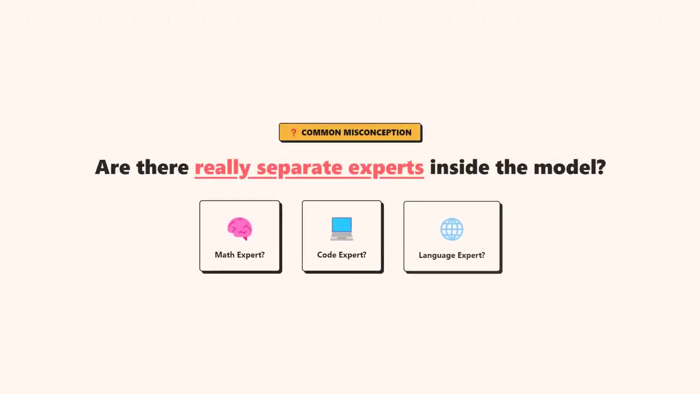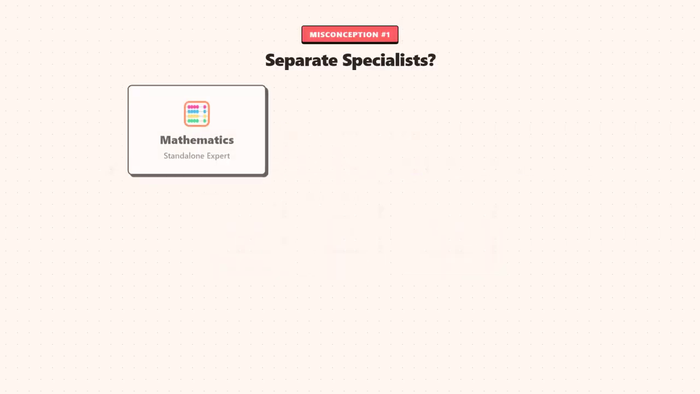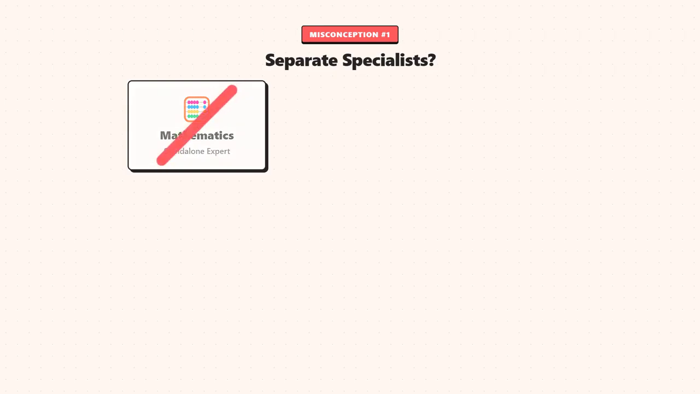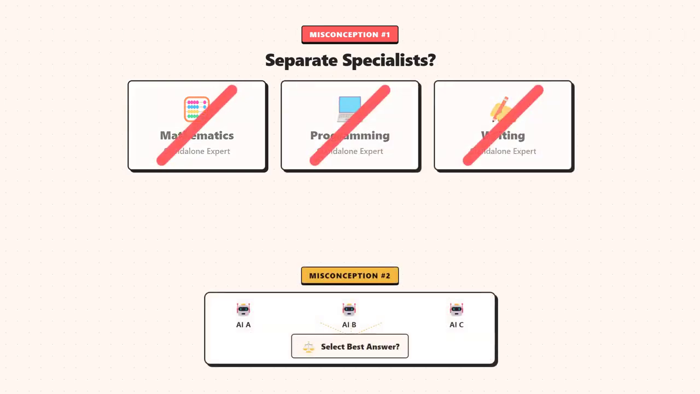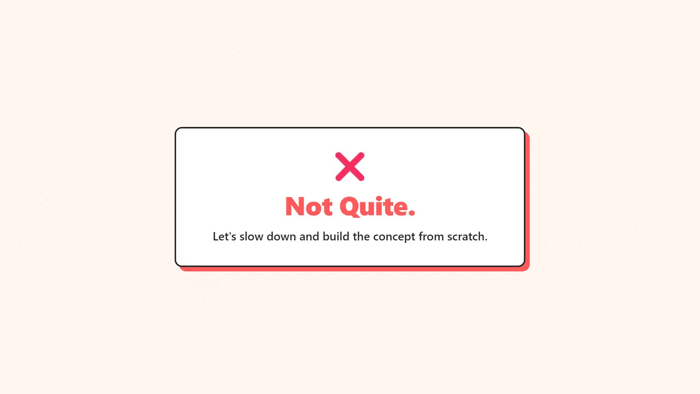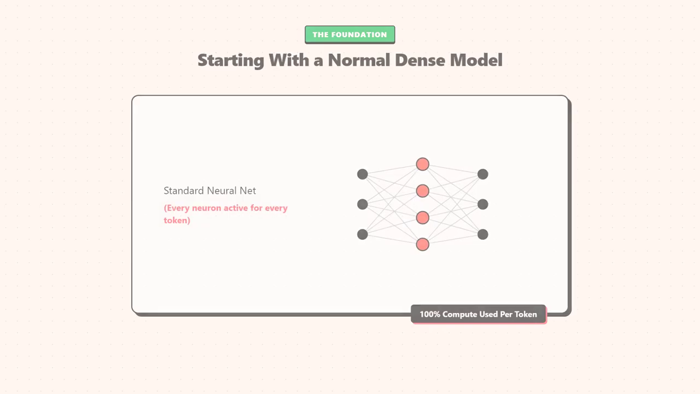Are there really separate experts inside the model? Is one expert responsible for mathematics, another for programming, and another for writing? Does the model ask several smaller AIs for advice and then choose the best answer? Not quite. So let's slow this down and build the idea from the beginning. Starting with a normal, dense model.